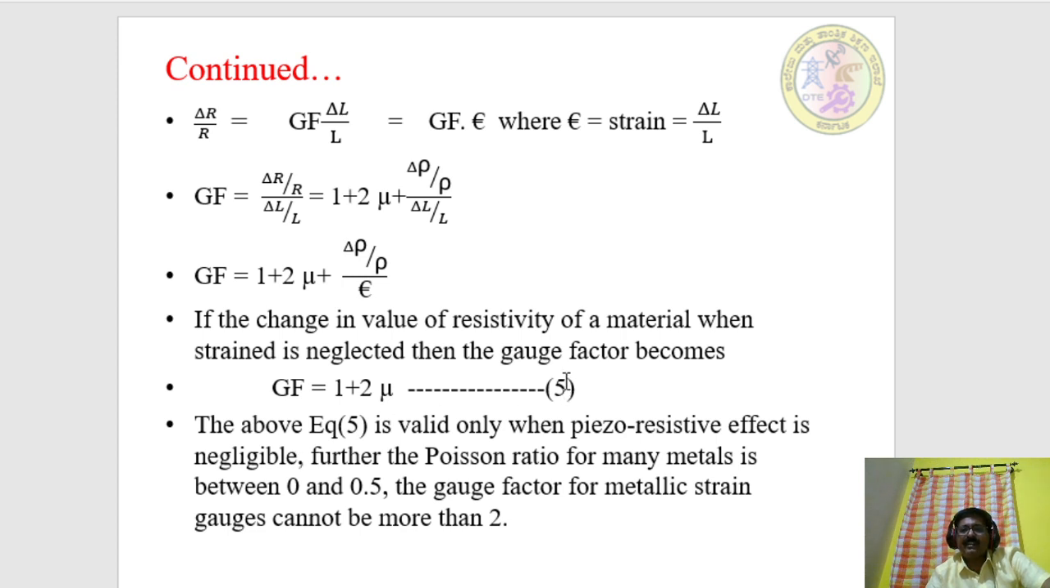Now this equation 5 is valid only when the piezoresistive effect is negligible. Further, the Poisson's ratio of many metals is between 0 and 0.5. And now the gauge factor for metallic strain gauges cannot be more than 2.